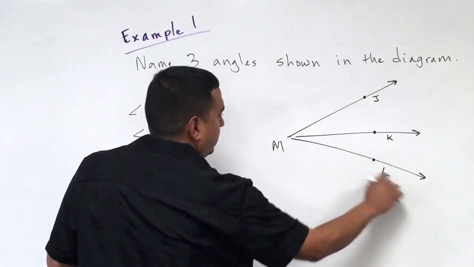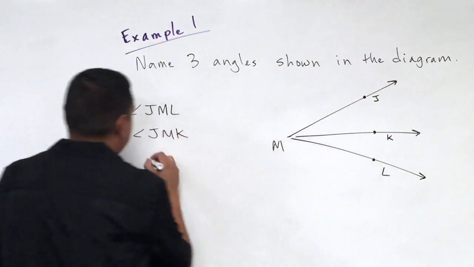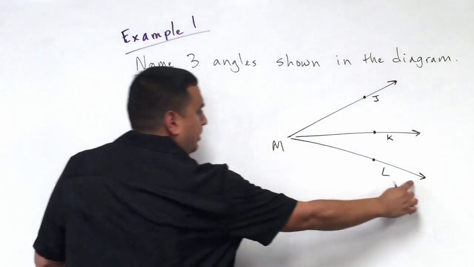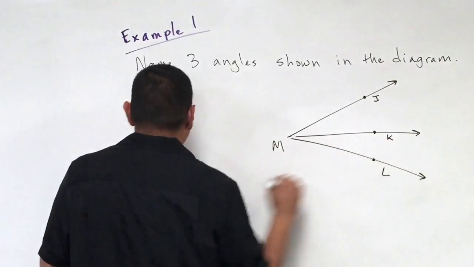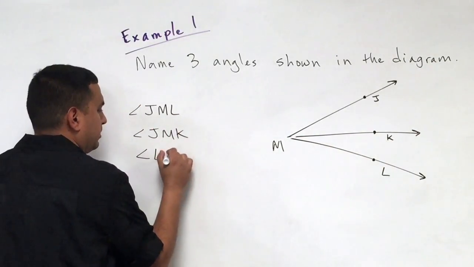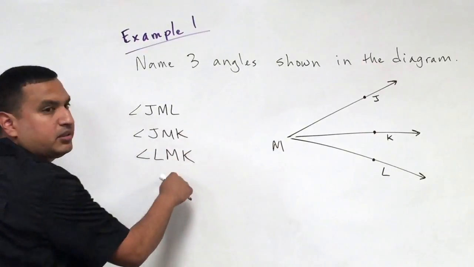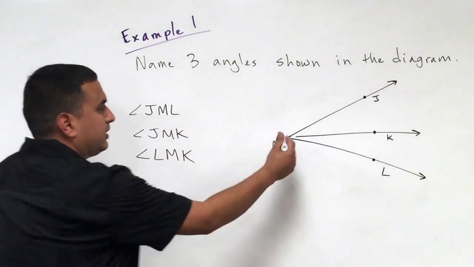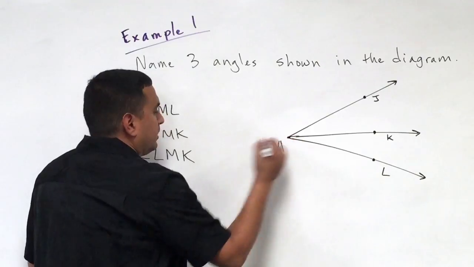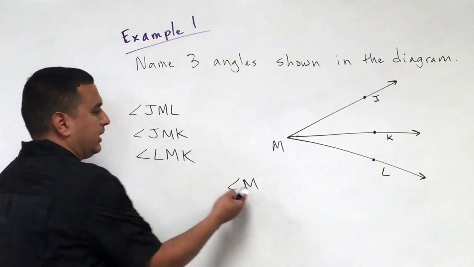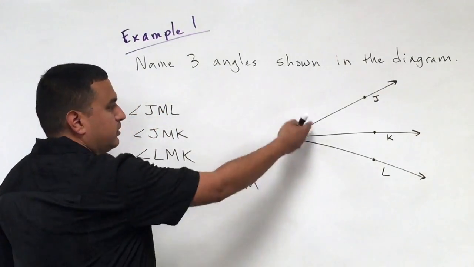Then I could also go here. If I go on this bottom ray, starting there, I would say I have an angle LMK. Notice that my M is in the middle, that's the vertex, for each of these angles. So I can't call it angle M because I don't know which of these 3 angles you're actually talking about.